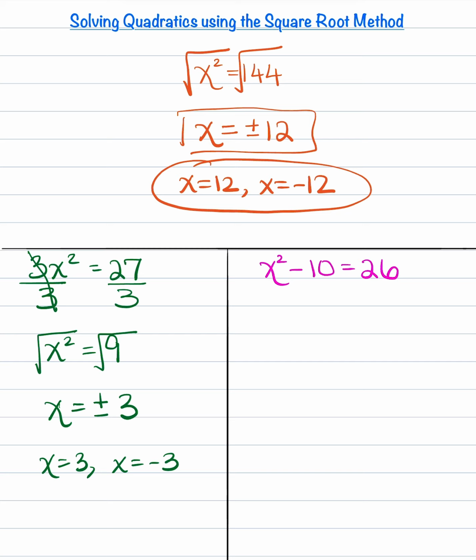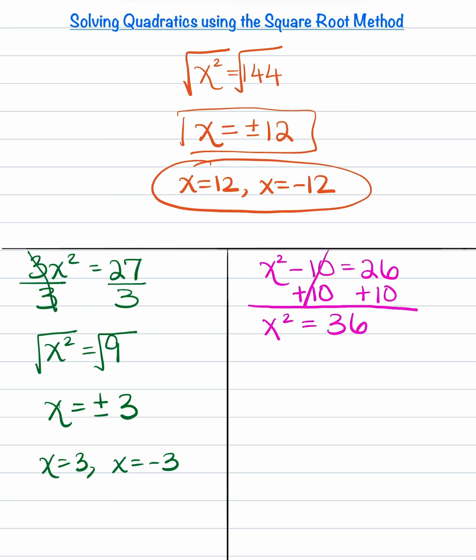All right, last one. Again, I just have that x squared term. I don't see an x, so I'm thinking I could solve it with square roots, but I need to first isolate that quadratic term. So right now it's being subtracted by 10, so we're going to go ahead and do the inverse, which is to add 10. Of course, I'm doing it on both sides of the equation. I'm going to bring down that x squared. These will cancel out, and this will equal 36.